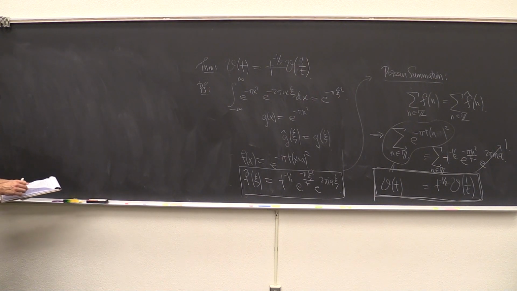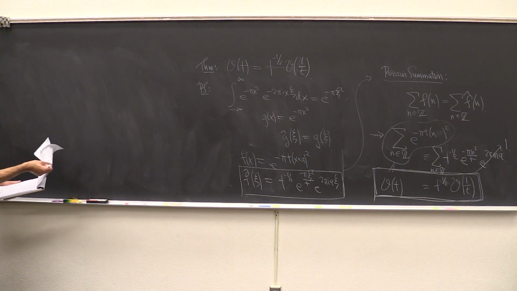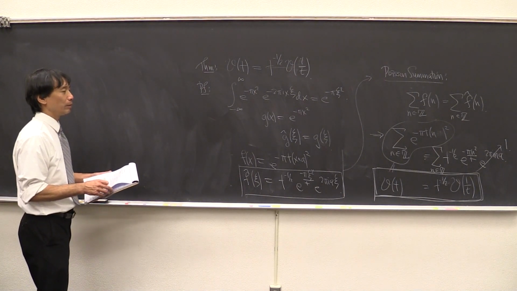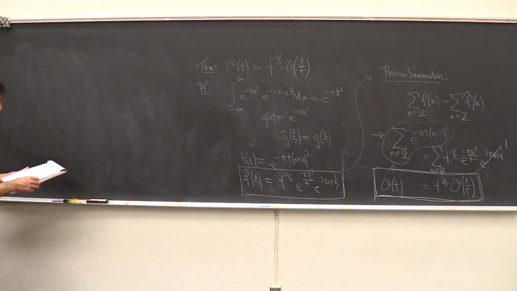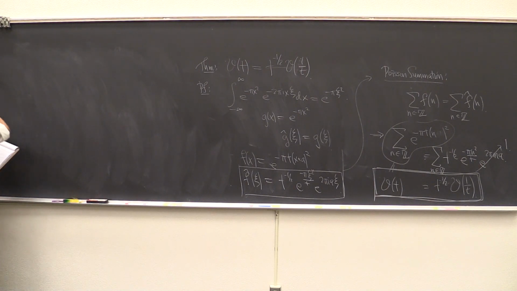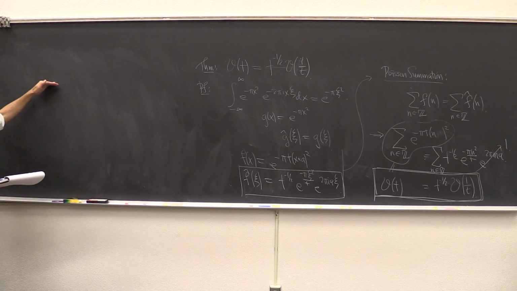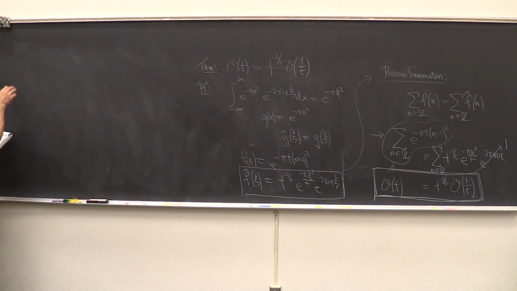Now we're basically going to use the theta function. What we're going to need for the theta function is to have some control over the behavior of the theta function as t goes to infinity and as t goes down to 0. Okay, so here are the necessary bounds that we get.